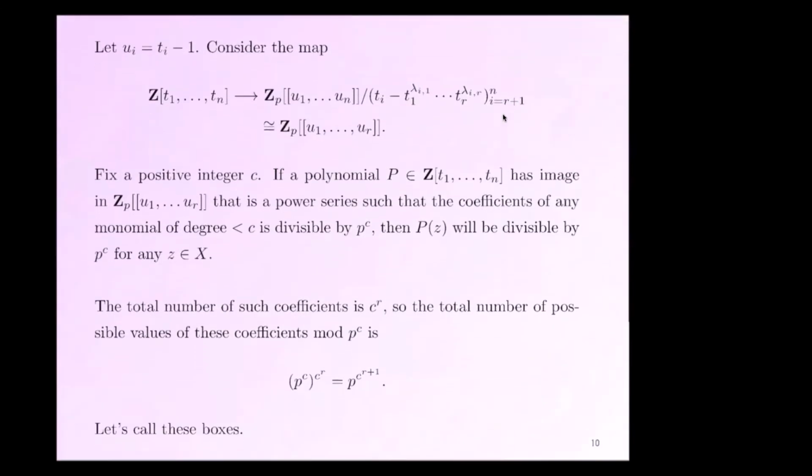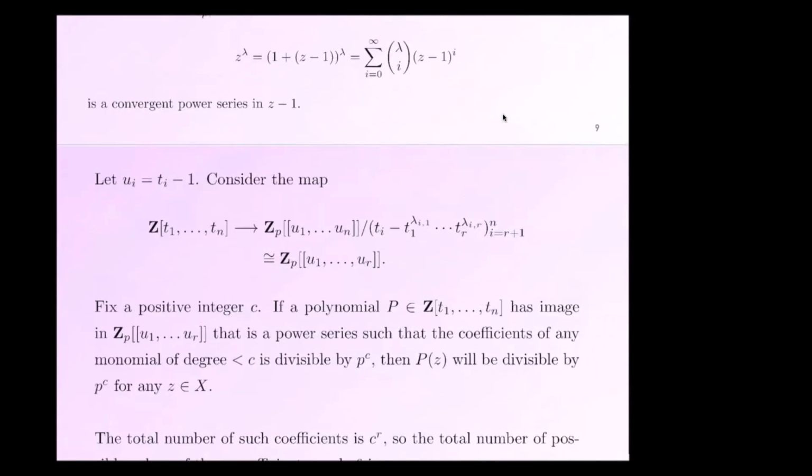So given a polynomial, maybe with integer coefficients, we can always map it in here, and we get a power series in Z_p now. But then there's fewer variables. So now, if for some integer c, your polynomial has image in here, a power series, such that the coefficients of any monomial of degree less than c is divisible by p^c, then P will be divisible by p^c for any z in X.